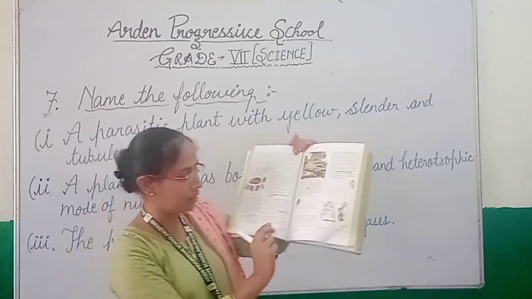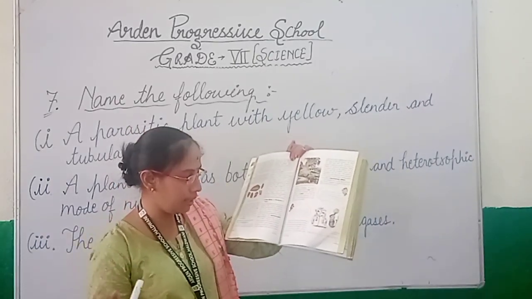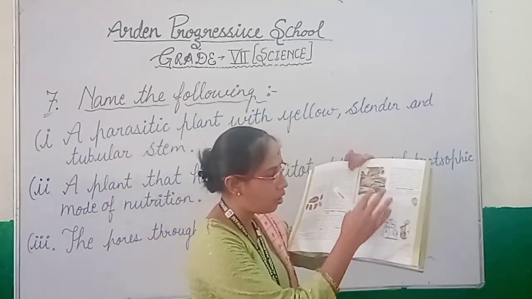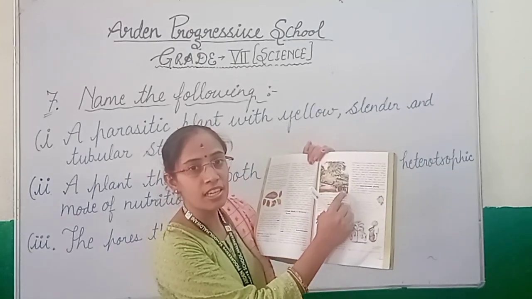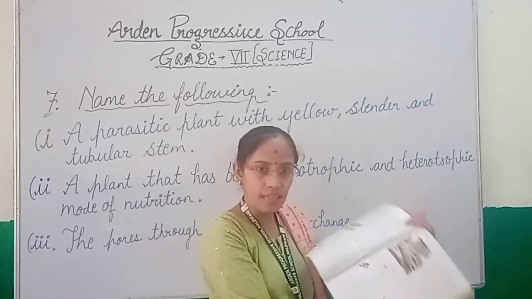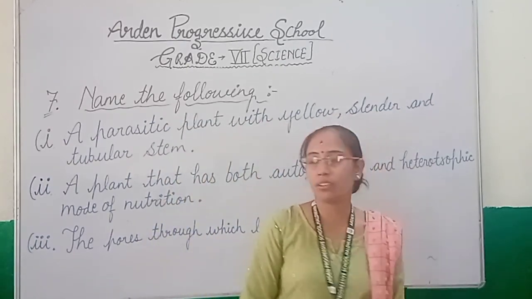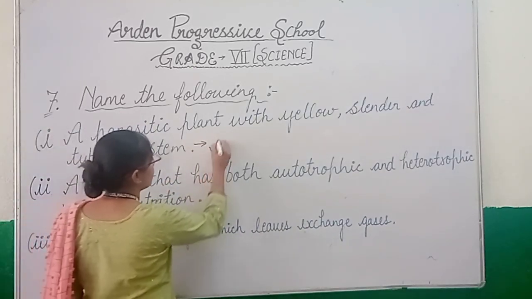Amarbel is also another name, and it does not have the chlorophyll. It takes ready-made food from another plant which is known as the host. So the Cuscuta is a parasitic plant. Now the next is, here you can write Cuscuta.